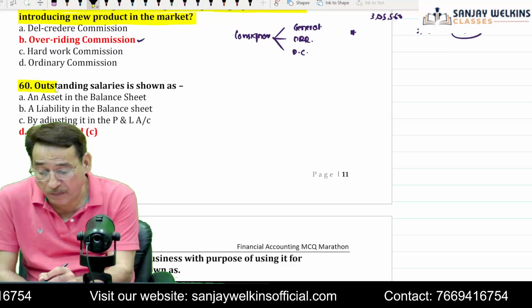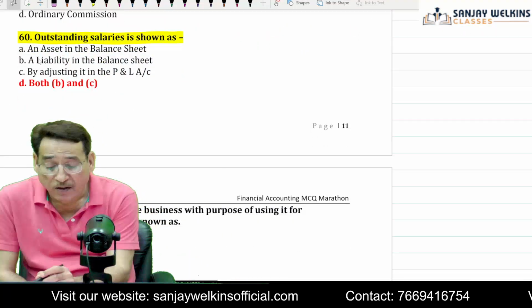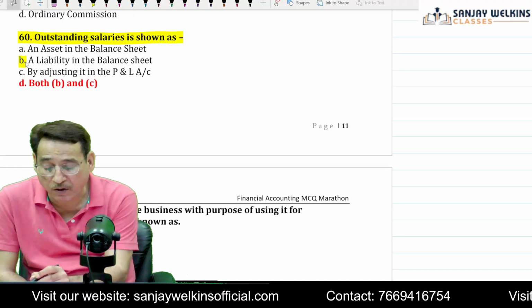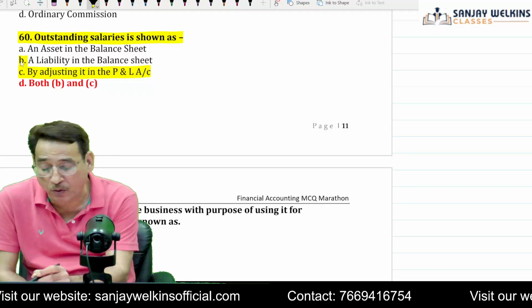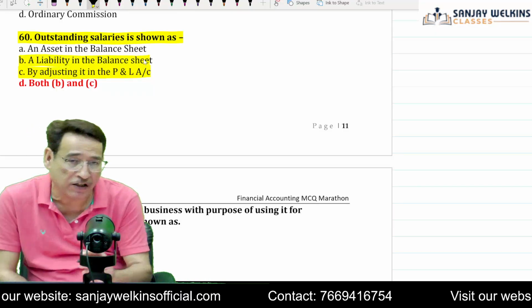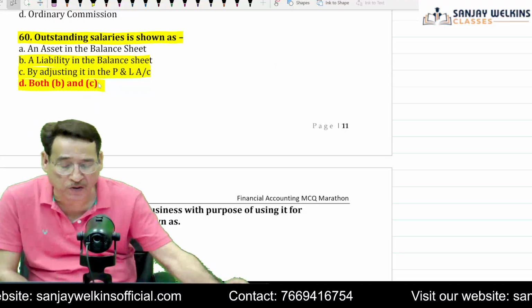Now, under question number 60, it is given outstanding salary is shown as, see, outstanding salary, as you know, first of all, you adjust it in the profit or loss account by adding back to the item, and then you also reflect it in your balance sheet. So that is why your correct answer will be both B and C.